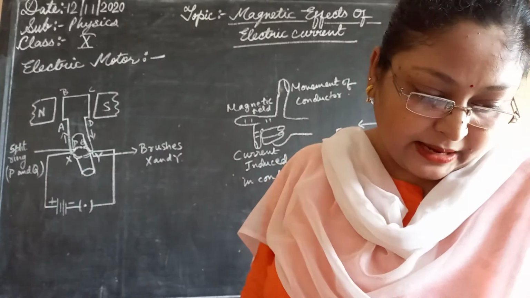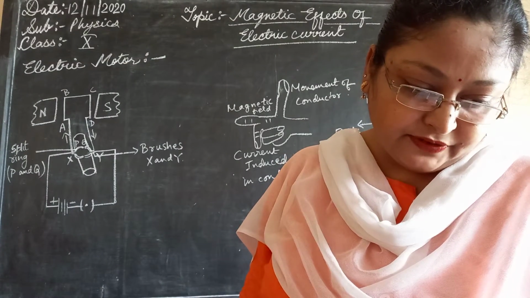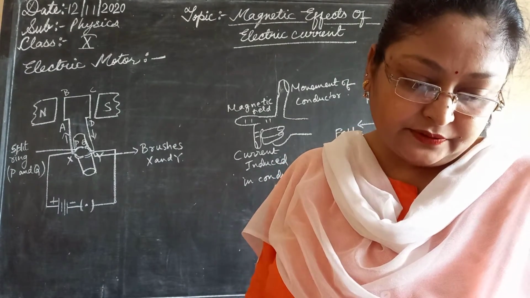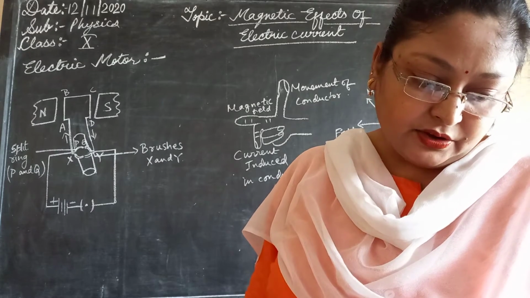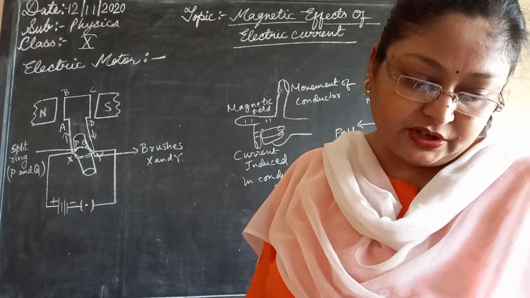Therefore, the coil and the axle turn half a turn more in the same direction. The reversing of the current is repeated at every half rotation, giving rise to a continuous rotation of the coil and the axle.